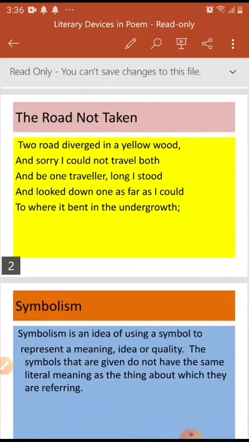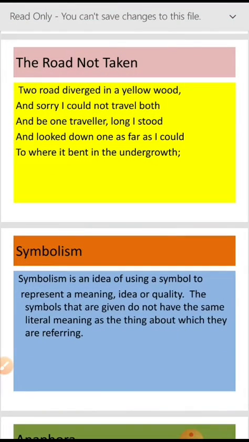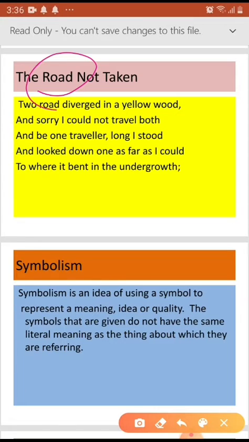So let's see what symbolism is. Symbolism is an idea of using a symbol to represent a meaning, idea or quality. The symbols that are given do not have the same literal meaning as the thing to which they are referring. Clear, children? Because here if I am saying road, that means the road is not where you just ride your vehicle. No, not at all. This road symbolizes man's life. We are talking about the choices through this road. I hope you understood. So the poetic device used by the poet in this poem is symbolism, right?